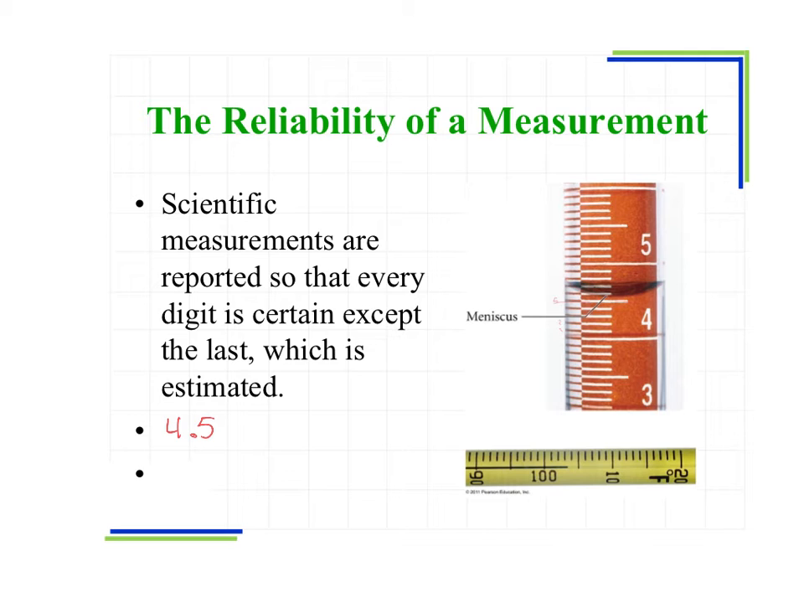So the last digit is always an estimate, okay? So I see it as 7, you might see it as 8, or you might see it as 6. I think it's 7. So the last digit is an estimate. So it's 4.57. It's the same thing when you're reading a temperature on a thermometer, for example.